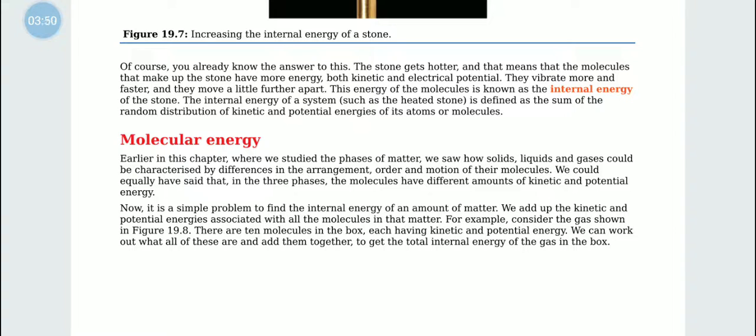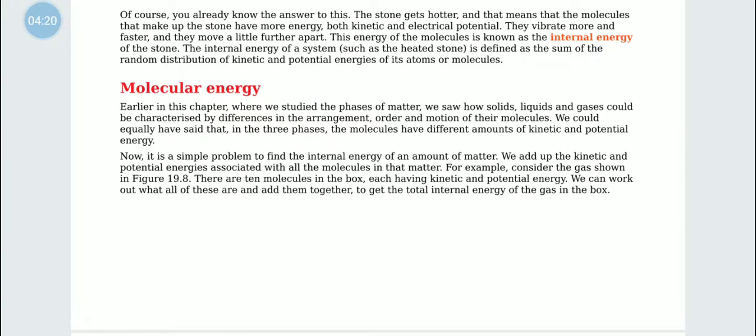So when they are further apart, you know what happens to them. Their electrical potential energies are higher. So as a result, the internal energy will be higher. So the internal energy of a system is the sum of these electrical potential energies and the kinetic energies, right? Then we come to molecular energy.